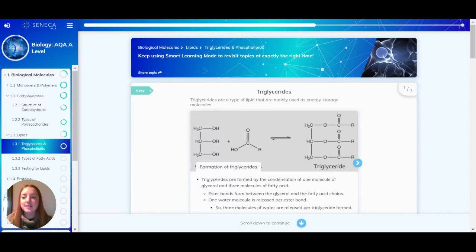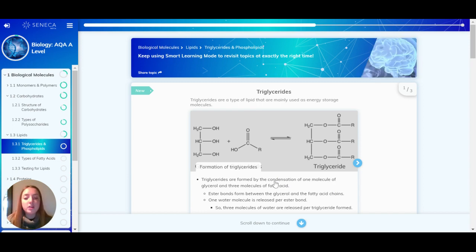Hi there, we're going to take a look at triglycerides and phospholipids. So triglycerides are a type of lipid, so fat, that are mainly used as energy storage molecules. A triglyceride is formed by the condensation of one molecule of glycerol and three molecules of fatty acid.